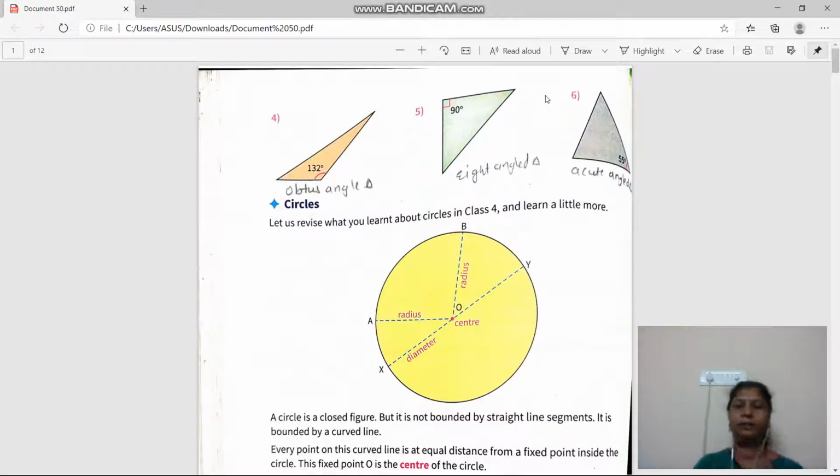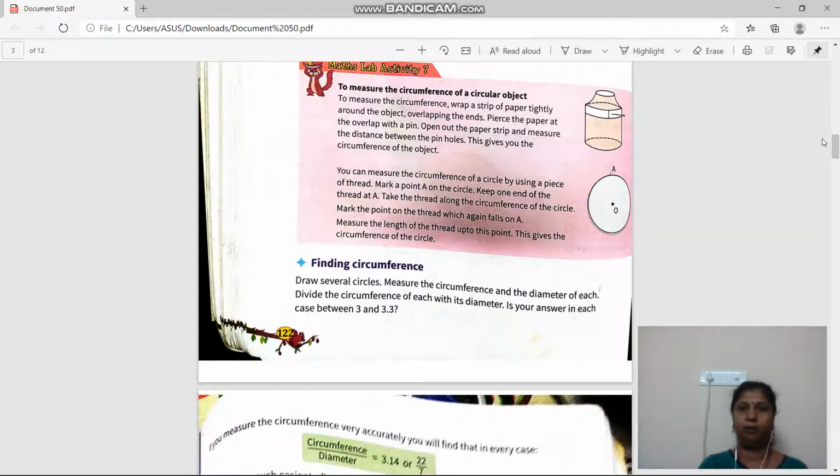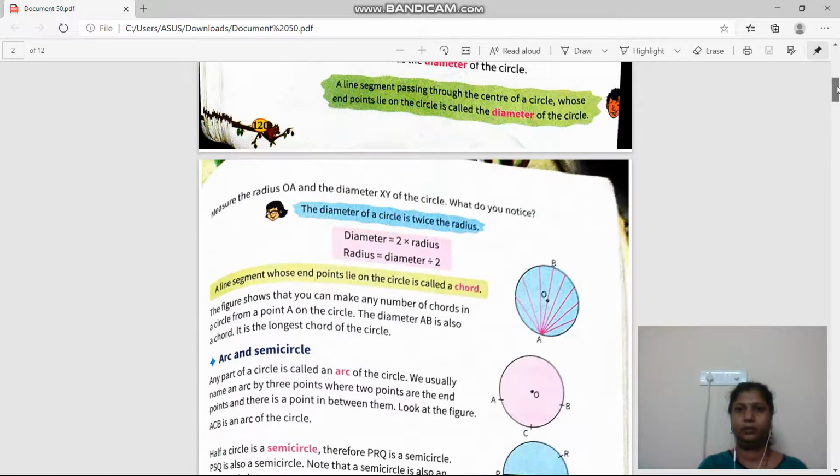Now we will start. Before starting the new topic, I will just revise what we studied in the previous video. First of all, we clear the concept of a circle. So see the diagram.